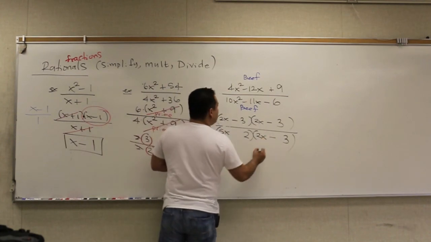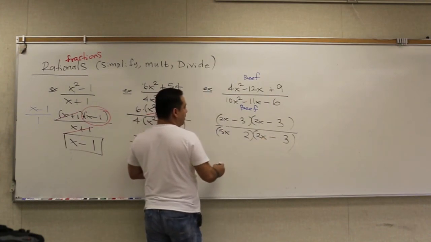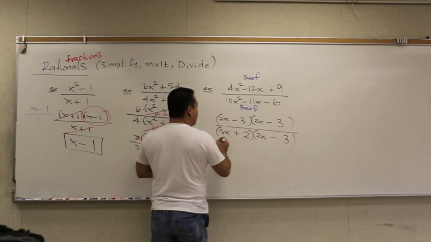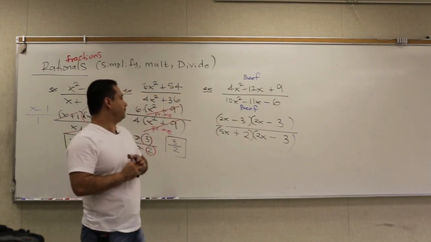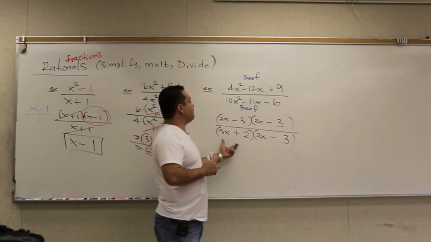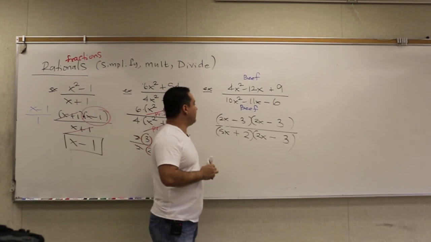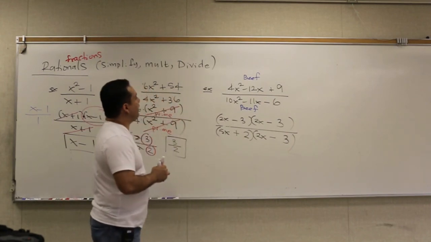I think it's minus and plus, right? Let's double check. 15x plus negative 15 plus 4 is negative. Yep. Looks like we're okay.